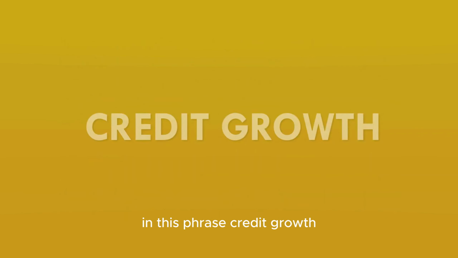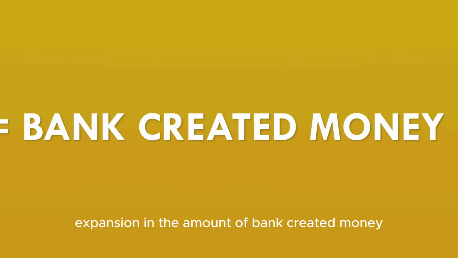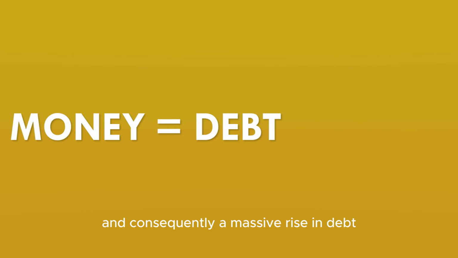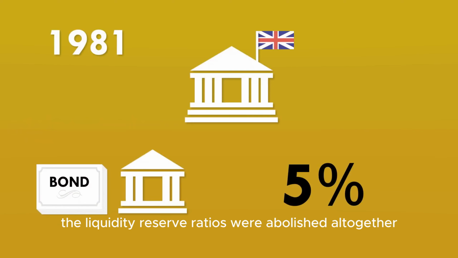In this phrase, credit growth really means a massive expansion in the amount of bank-created money, and consequently a massive rise in debt. Finally, in 1981, the liquidity reserve ratios were abolished altogether.